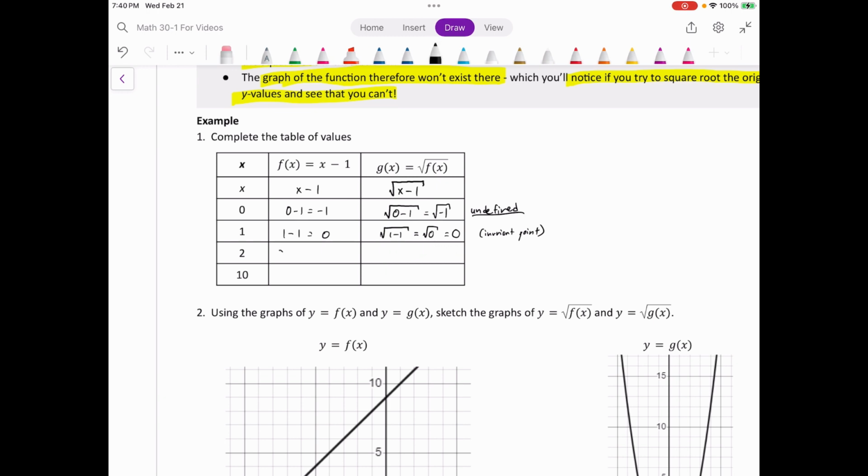So when x is 2, we've got 2 minus 1, which is 1. Show you what I mean. We could just say, well, this function was 1. This one just takes the square root of the outputs, so it'll be square root 1, which is 1.